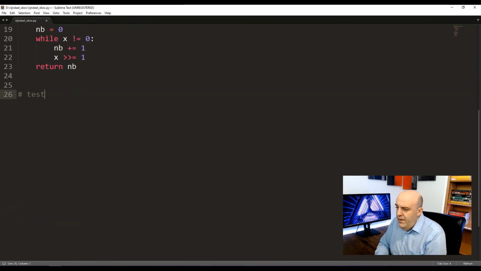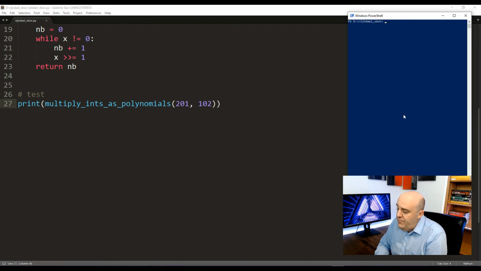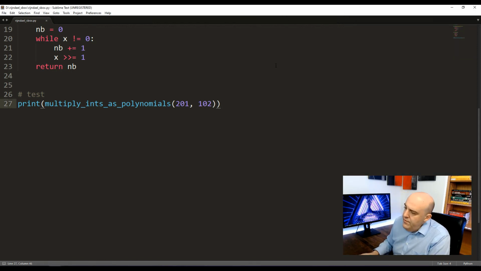We could do a little test. Let's just multiply the integers 201 and 102 as polynomials. We'll call that function on those two integers and then print off the result. And as we saw in the example that we worked out, we should get 10,710. And we see that we get that when we run it. So that's good. That test confirms that that function is working.